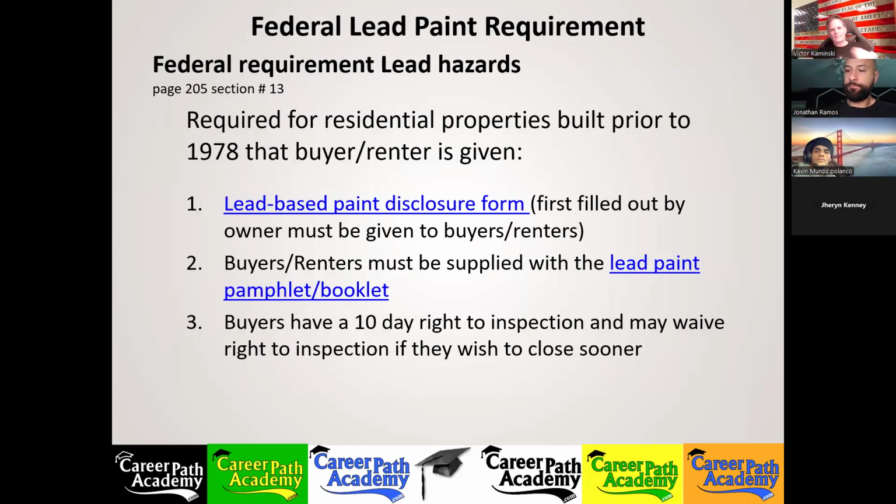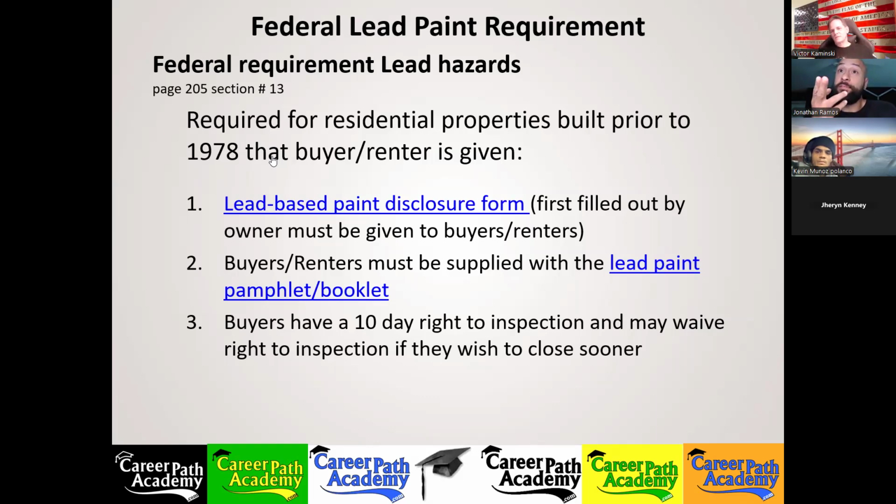All right. We also have the federal lead paint addendum that needs to be given by the parties. It needs to first be filled out by the owner. When the property was built prior to when? 1978. You need to know that. And so, what are the three things that we need to give to all buyers or renters for properties built prior to 1978? What are the three things we need to give to all buyers or renters that are buying or renting a property built prior to 1978?